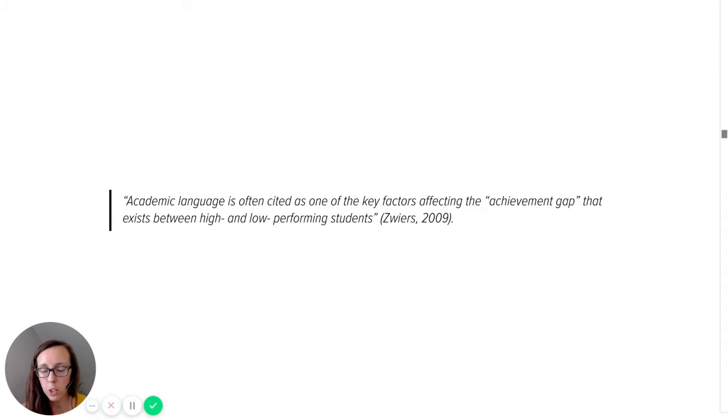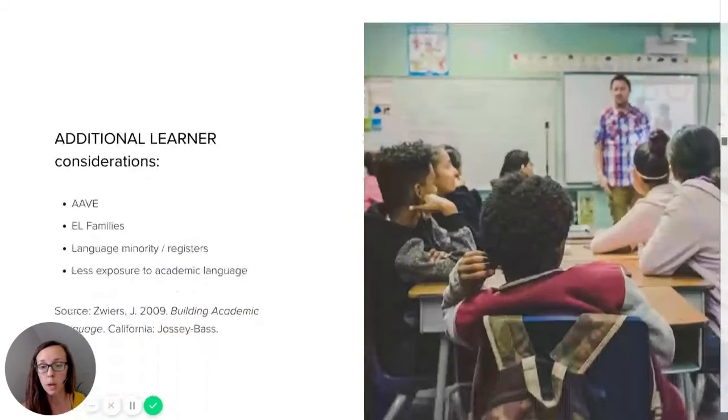So one of the foremost researchers in academic language is Jeff Sweers. And I thought this quote was especially important when thinking about computer science and how we want to make sure that our content and language is accessible to all students. It talks about how academic language is often cited as one of the key factors affecting the achievement gap that we see between our high and low performing students. So if we're looking at how to bridge that achievement gap, academic language can be one possible way.